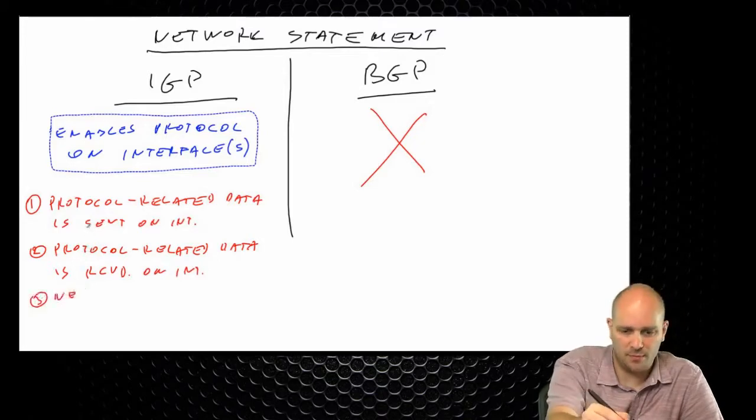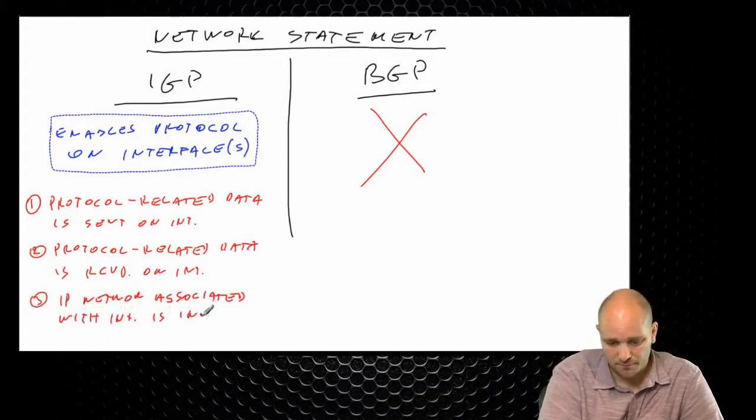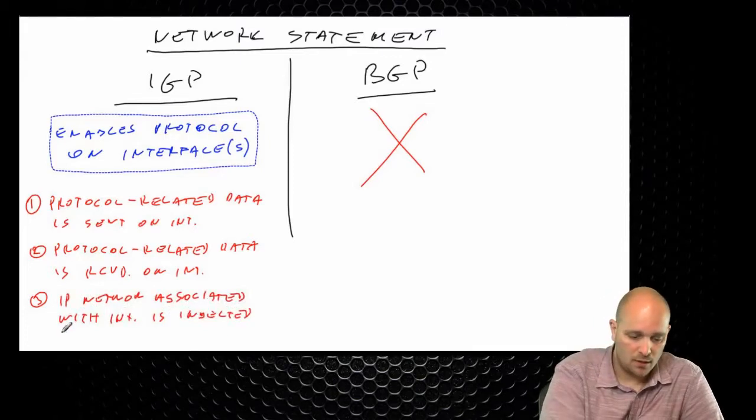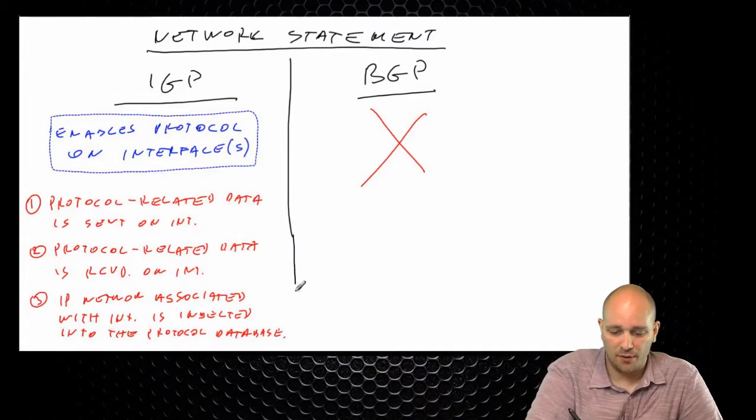And number three, the IP network associated with the interface is advertised, or I should say injected, into the protocol database. So these are the three things that always happen when you use the network statement on the interface.